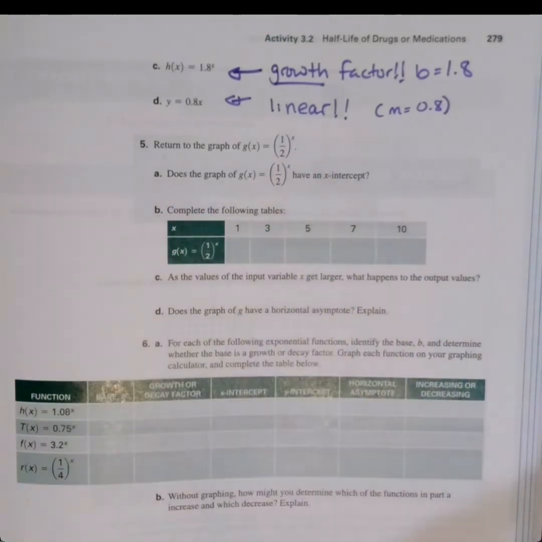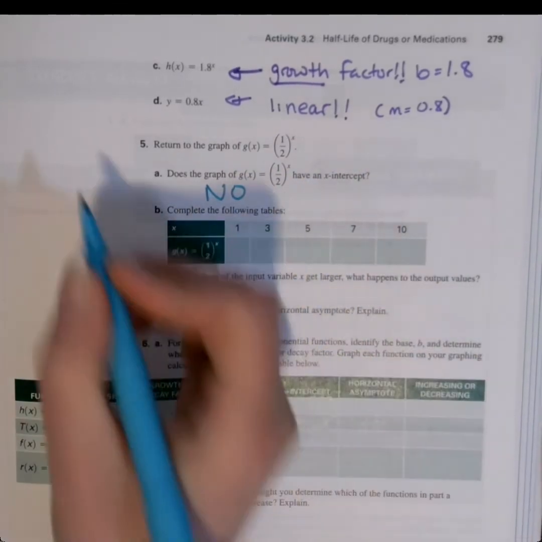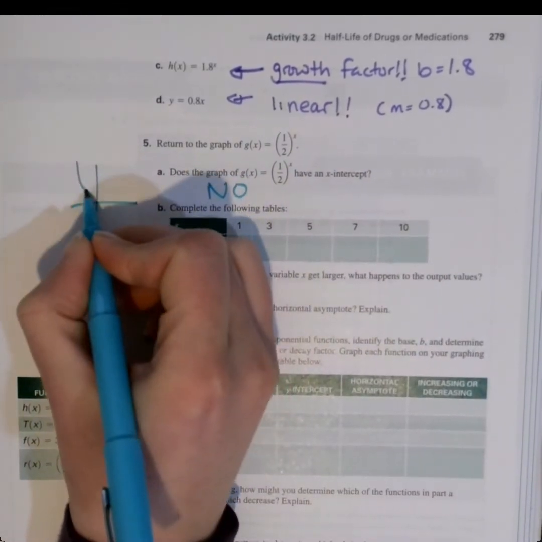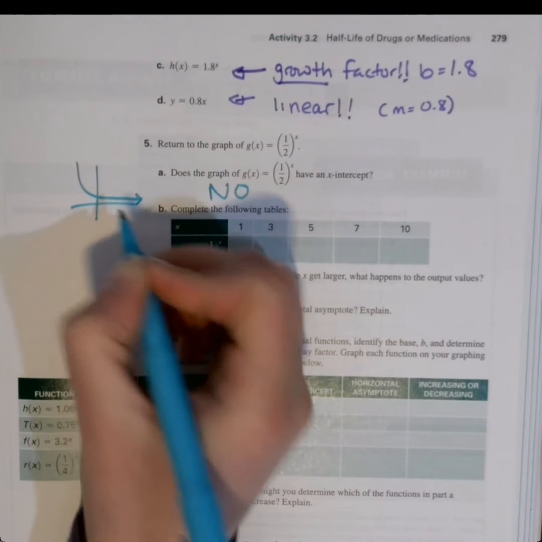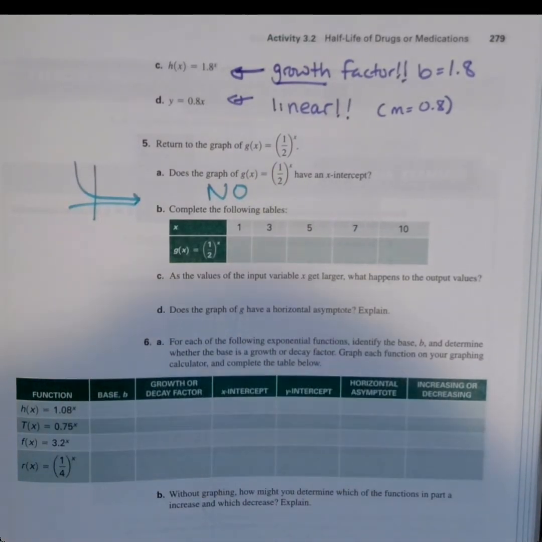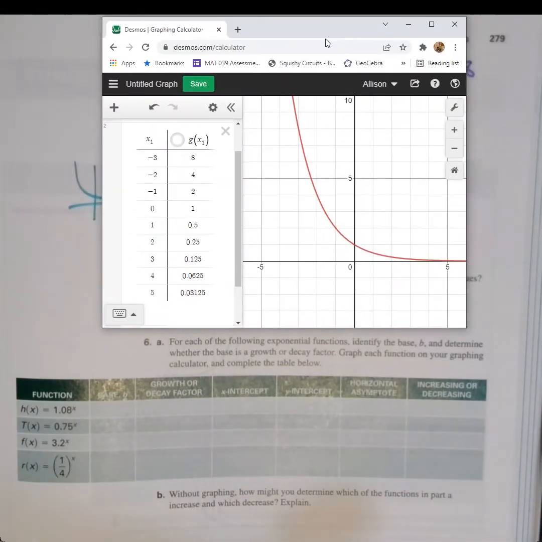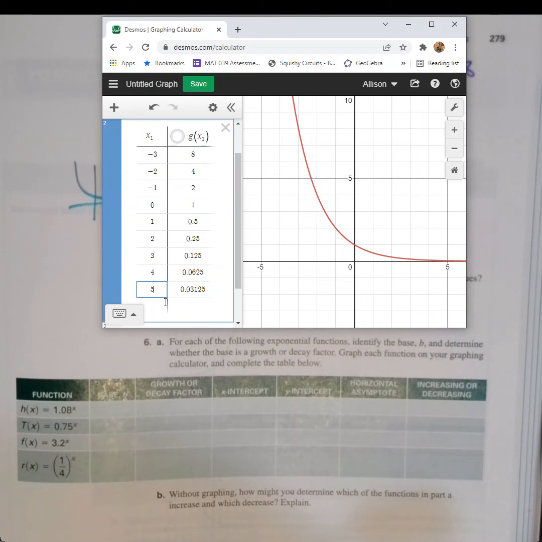Okay. So return to the graph of g of x equals 1/2 to the x. Does it have an x-intercept? No, it does not, because, again, the graph was staying right above the x-axis. It gets really, really close, but it does not actually hit it. All right, so we're going to plug in 1, 3, 5, 7, and 10. I already have most of those values in this table, so I'm just going to add 7 and 10, the two I didn't have, and jot those down real quick.